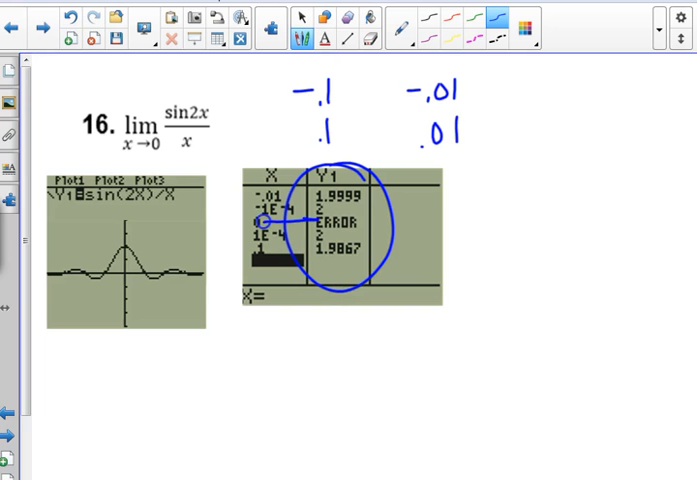At 0, I got an error, but close to it on either side, I got 2. The limit is approaching 2. It's getting closer and closer to 2 from both sides. Everybody see that now? Make sense?